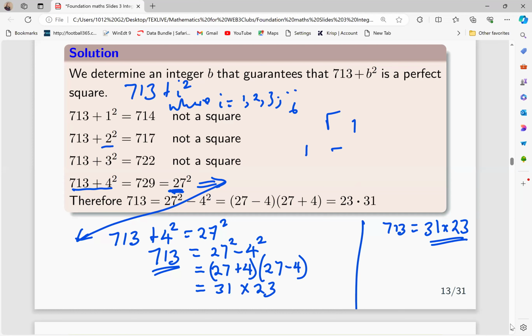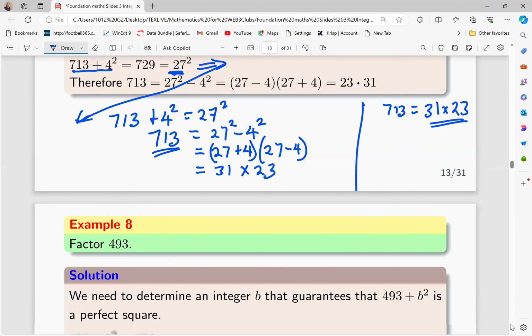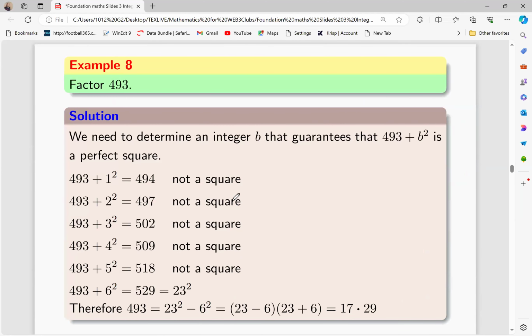Okay, let's look at another example. I want to factor 493. Again, I'm looking for b so that 493 plus b squared will be a perfect square. I don't know what b is, so I use trial. I try 1. 493 plus 1 squared will be 494. I try using my calculator, and this is not a perfect square. The square root of 494 will not be a whole number. That's what I mean, not a perfect square.